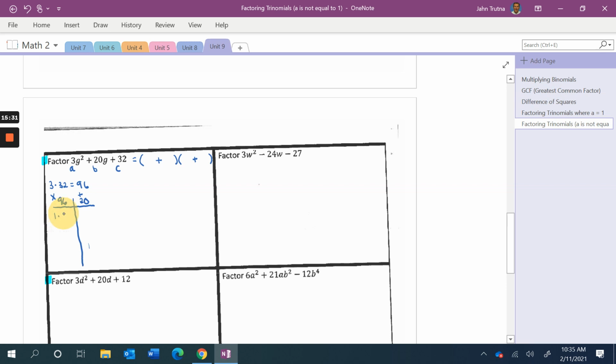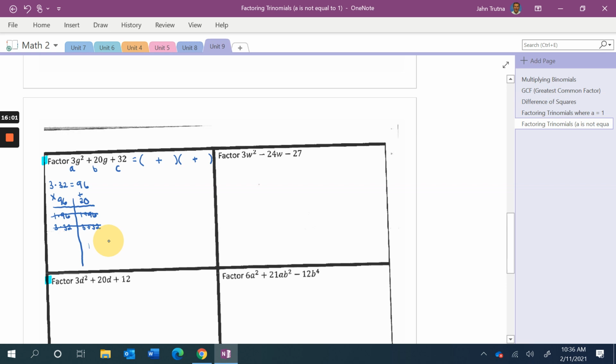You go, oh man, Mr. Chudna, 1 times 96, that's 96. You are right, but the problem is 1 plus 96 sure is not 20. Boom, that's not it. You have to play with numbers. You have to find a pair of numbers that multiply to make 96. Oh, 3 times 32, that is 96. But the problem is 3 plus 32 does not add to make 20. So that's not it.